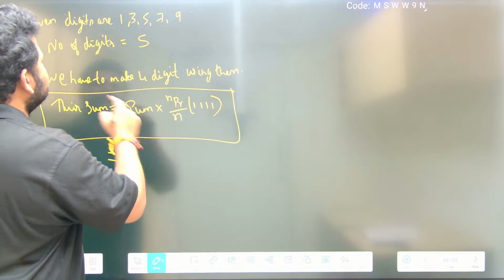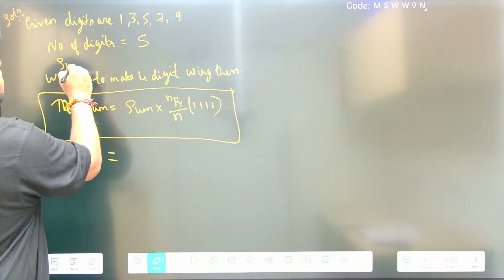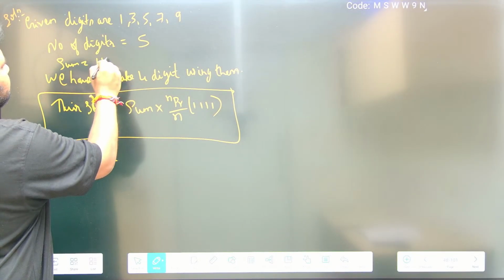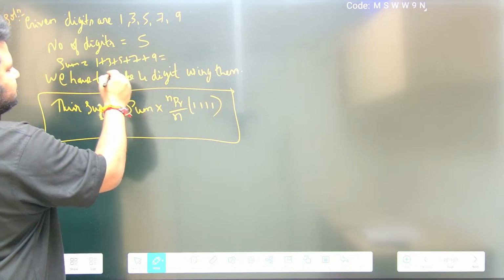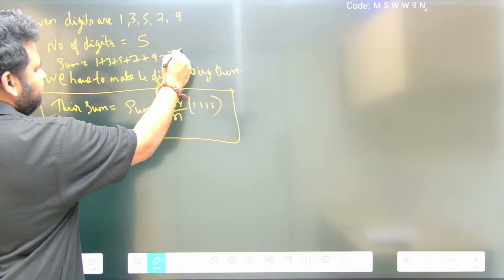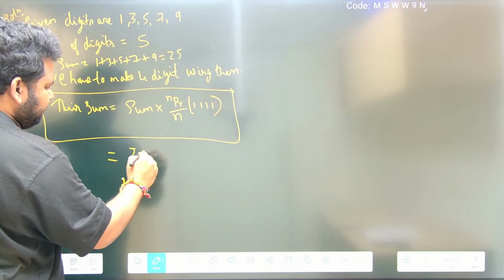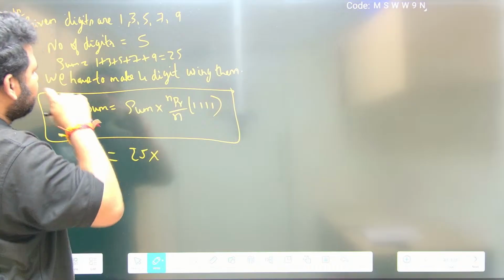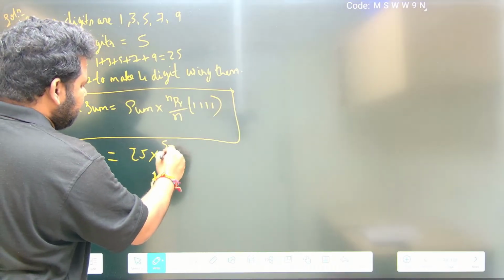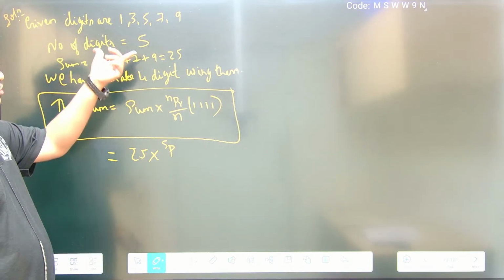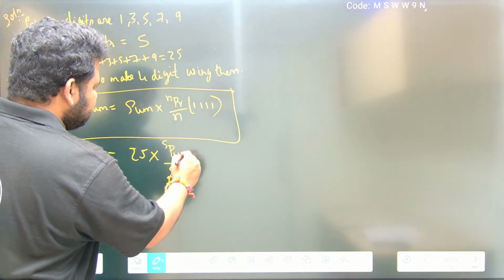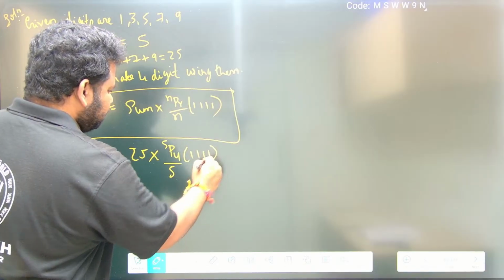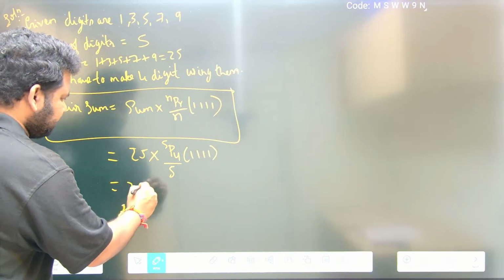Sum is what here? If I talk about the sum, that is 1 plus 3 plus 5 plus 7 plus 9. 9 plus 7 is 16, 16 plus 5 is 21, 21 plus 4 is 25. Here I am having 25. Now see here nPr. nPr is 5P4, out of 5 digits you have to select 4 digits, by 5 divided by 5 into 1, 1, 1, 1.